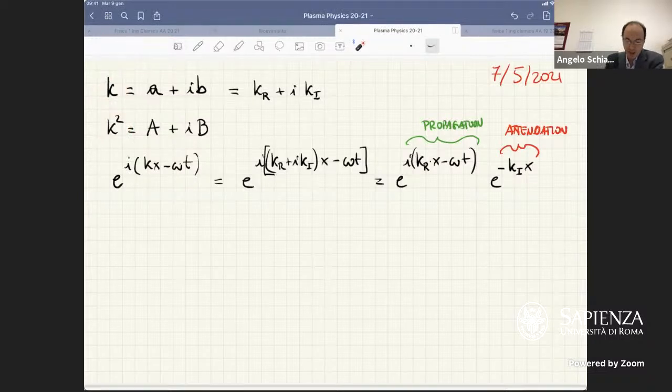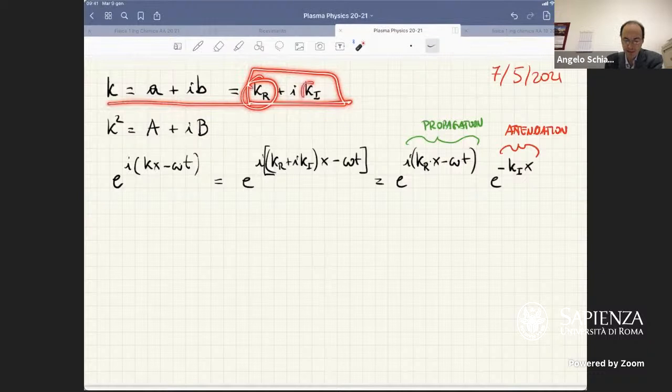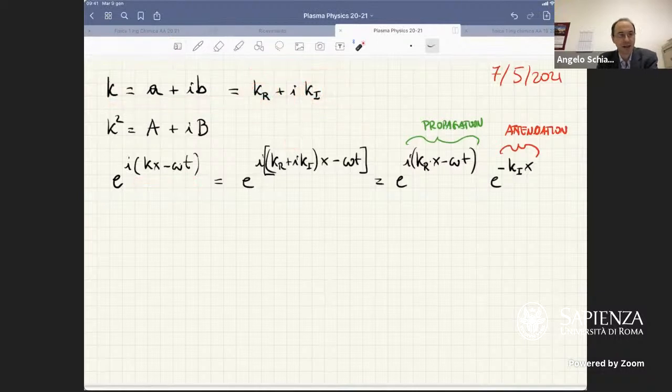Before that, we said we have our wave number that can be expressed as two terms, the real part and the imaginary part. So we plug it into the propagation exponent of the plane wave solution, and we divided the solution into two terms. We see that one is an exponential of a pure imaginary phase, and this corresponds to the oscillation and propagation of the wave.